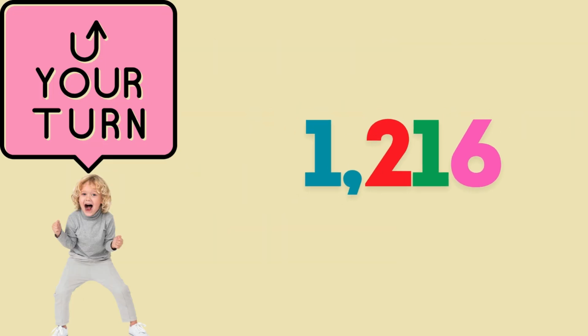So here is your turn. I want you to take 1,216 and do the exact same thing I did. You just have to understand that as you go up on the left side of the place value, every place value is 10 times greater than the last.